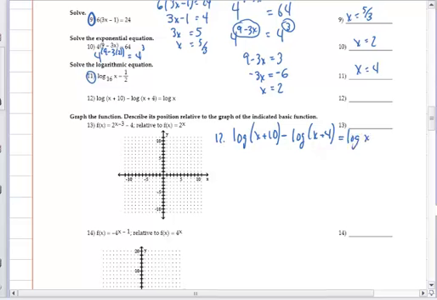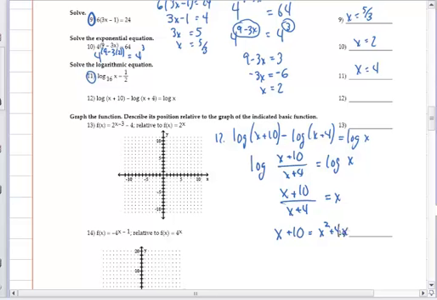We have to compress the logarithms on the left. That becomes one common logarithm of x plus 10 divided by x plus 4. That equals a common log of x. We can now just drop the logarithms and set the inner function values equal. Cross multiply. And solve like a quadratic.